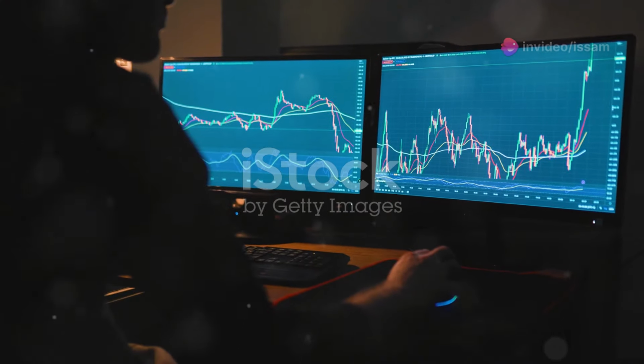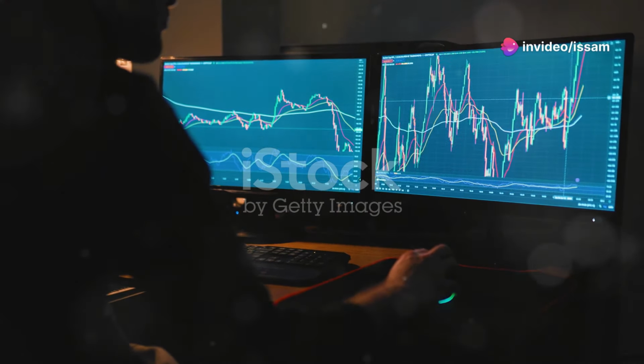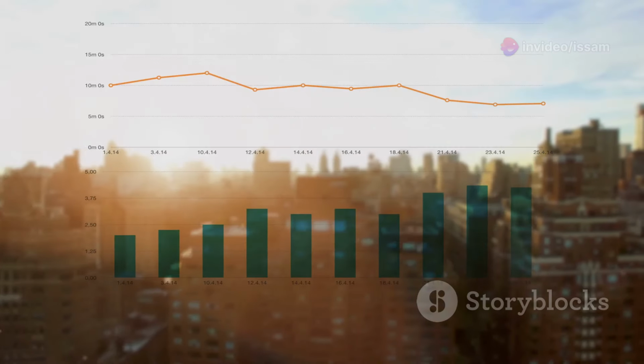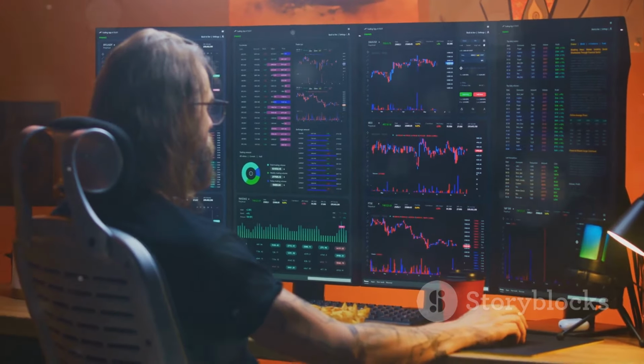What if I told you that one simple tool could completely change the way you trade? A tool that helps you identify key market breakouts, spot trends before they take off, and even avoid costly mistakes.